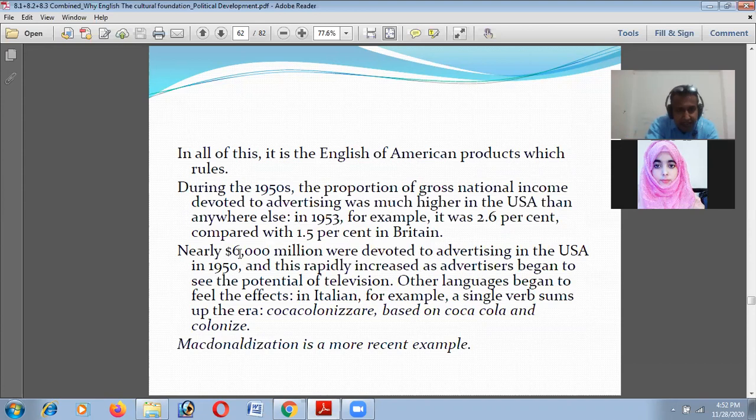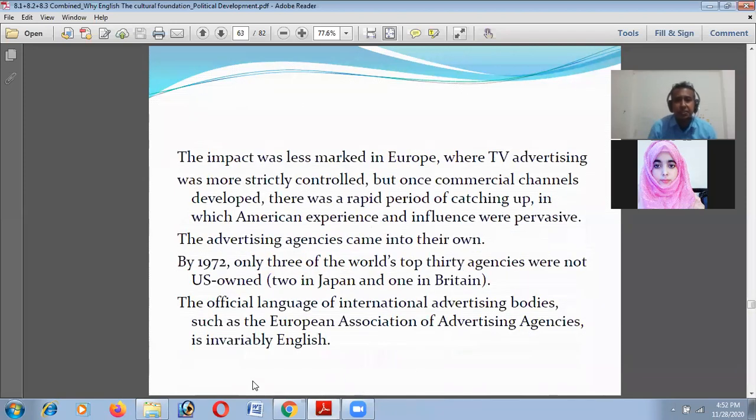Nearly 6,000 million were devoted to advertisement in the USA in 1950. And this rapidly increased as advertisers began to see the potential of television. Other languages began to feel the effects. In Italian, for example, a single verb sums up the era. So this is the history regarding advertisement.